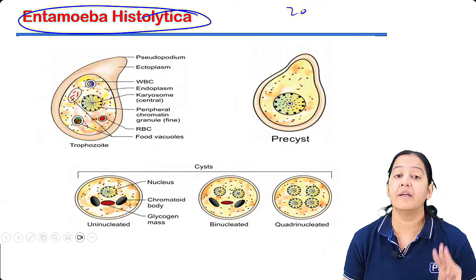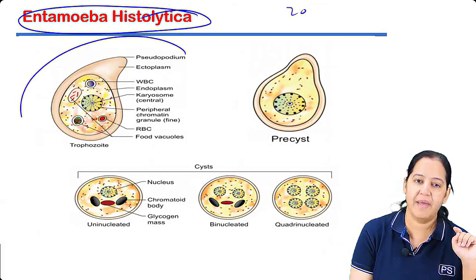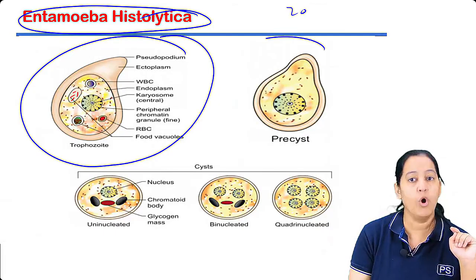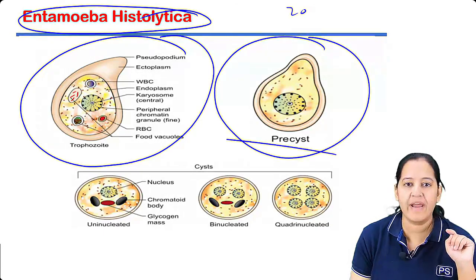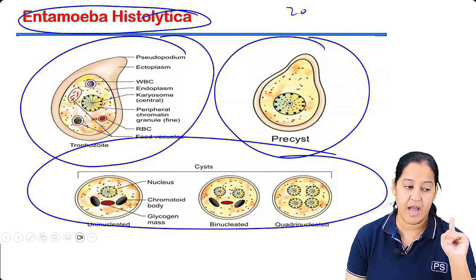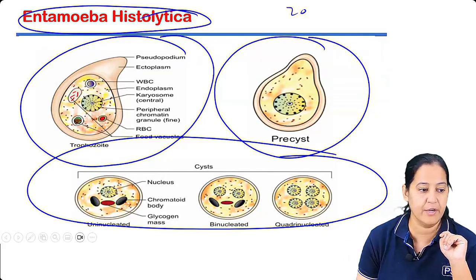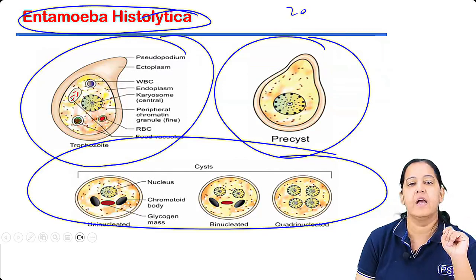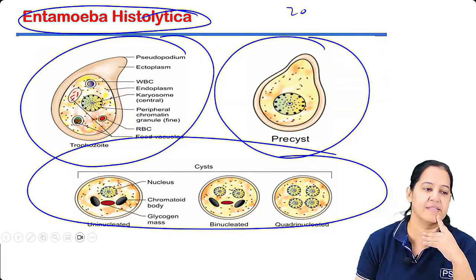Entamoeba histolytica. There are 3 morphological forms. They remain either as trophozoite, or as precyst, or as cyst. Trophozoite, precyst, cyst. I may have given 3 columns in your chart: trophozoite, precyst, and cyst. You have to draw. You have to see the important things in the diagram.